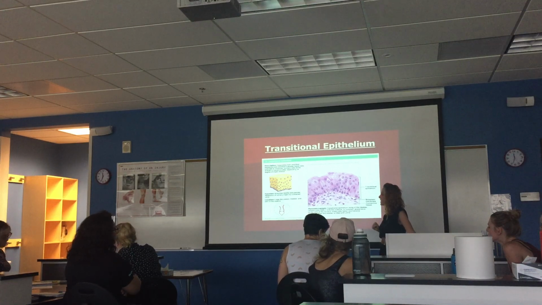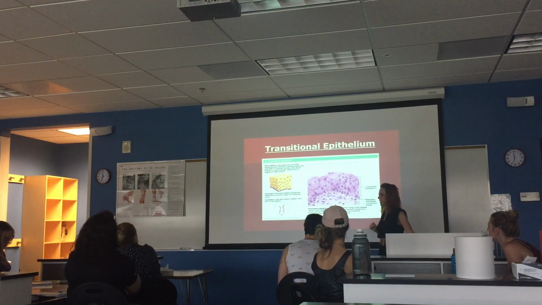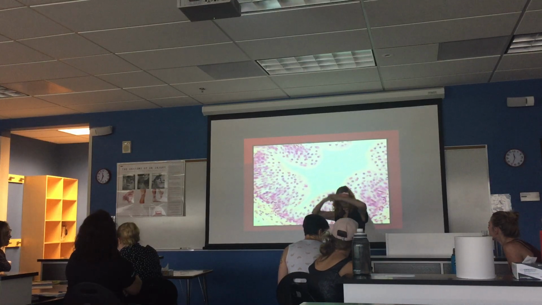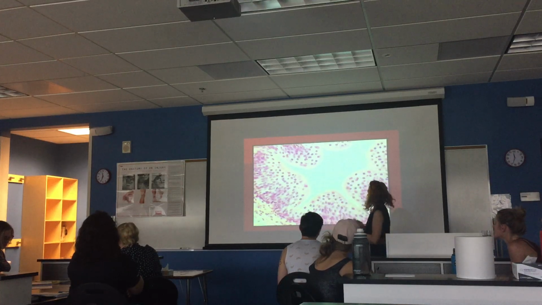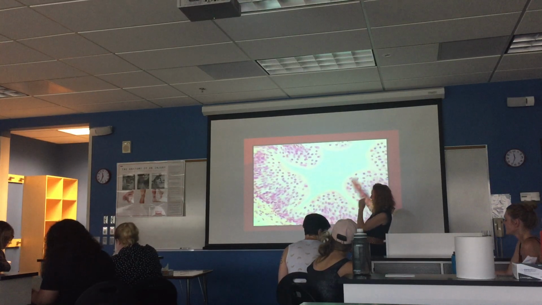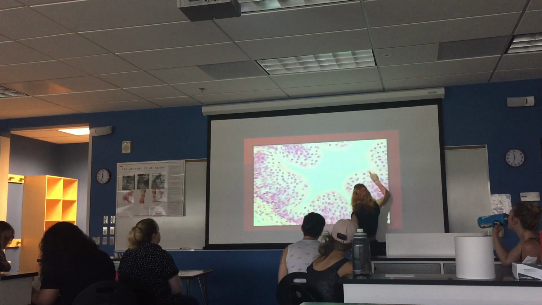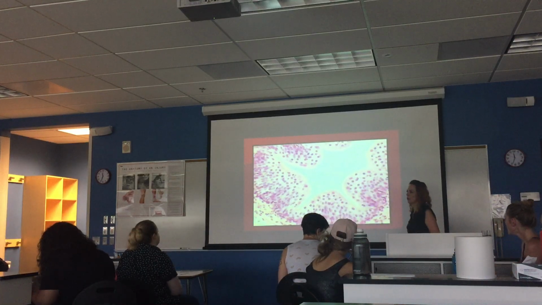This tissue is specifically designed to change its shape depending on how bad you have to pee. Okay, it literally is either relaxed or distended. So this is like a cross section of a ureter or something like that. So this is the transitional epithelium. To me, this is one that doesn't look like any other one. So that's how I know it.